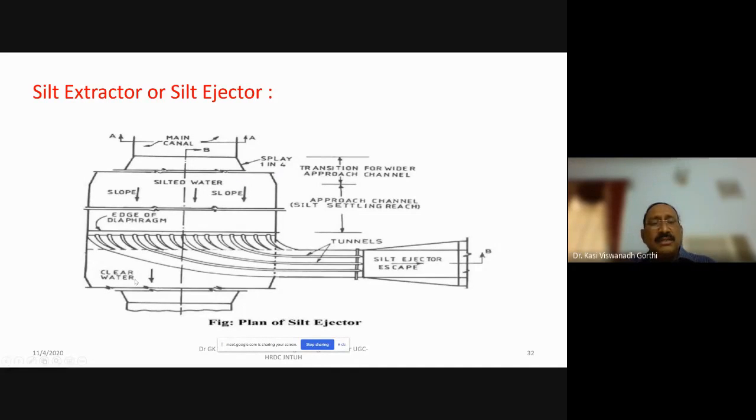You see here, this ejector is provided at the downstream portion of a canal head regulator, and so this is how the water enters in between these two, and a diaphragm slab will be provided here. Thereby, the tunnels are formed. Because there is a regular flow of water in this direction, the water is getting diverted into this, and it is moving into this escape channel.